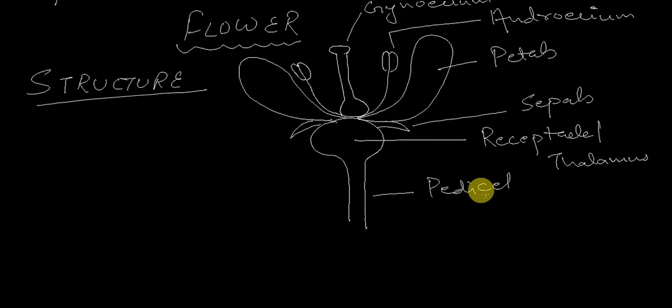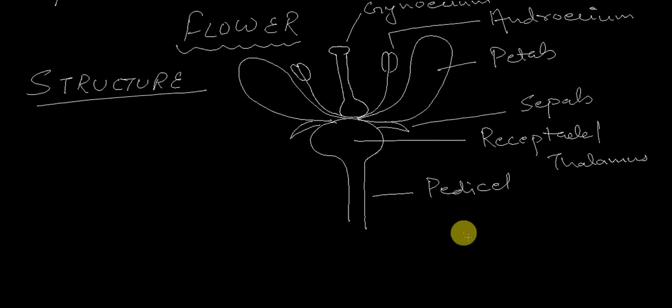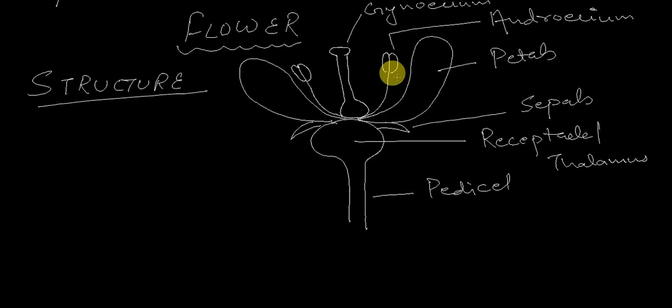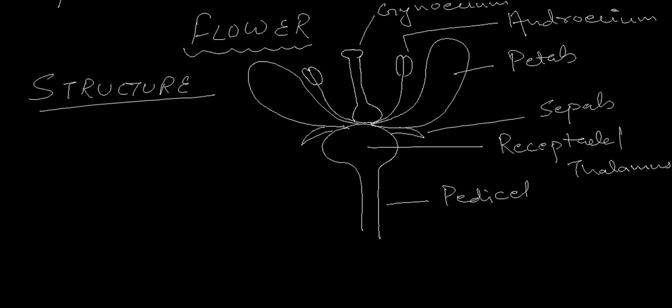Whenever you look at a flower, first of all you will see the stalk, which is called the pedicel. Then around the flower you will see green tiny leaves enclosing it. Those are called sepals. Then the petals, which are beautiful and very colorful. Inside the petals are enclosed the androecium and gynoecium. Androecium is the male reproductive part of the flower and gynoecium is the female reproductive part. You will be studying all these things in detail.